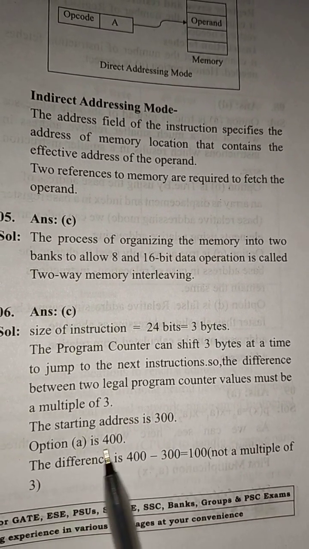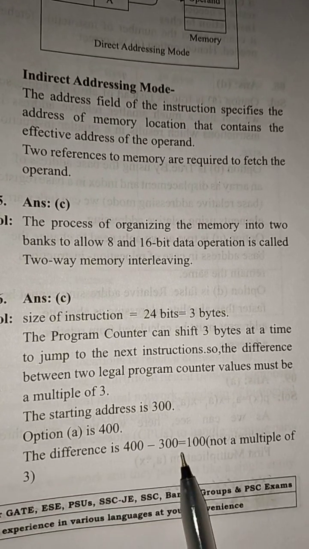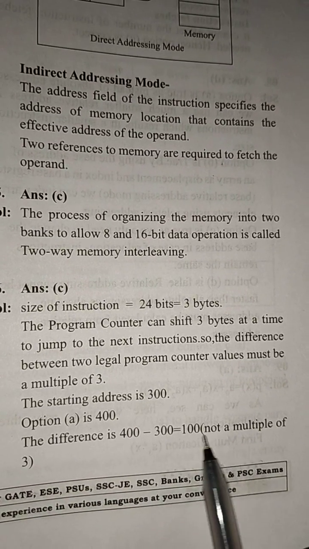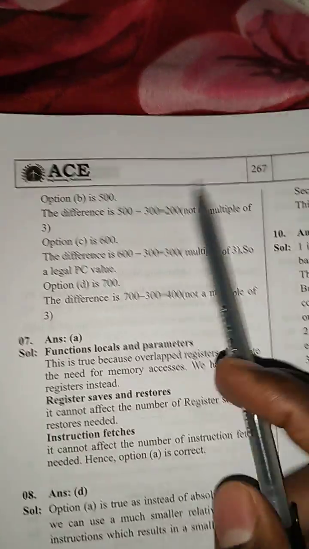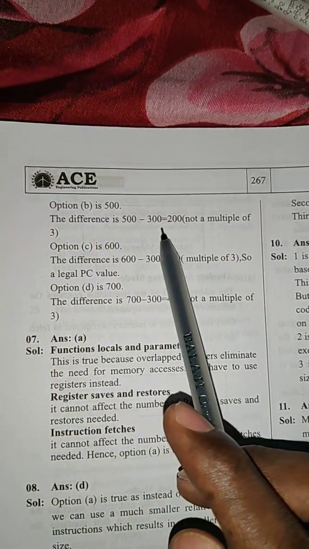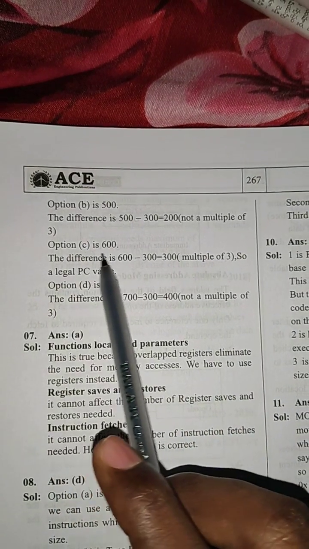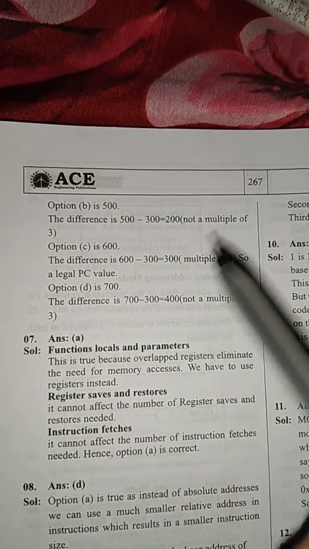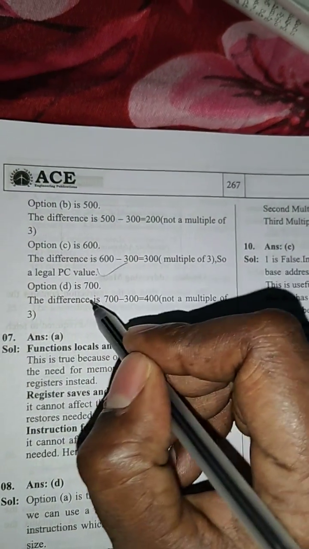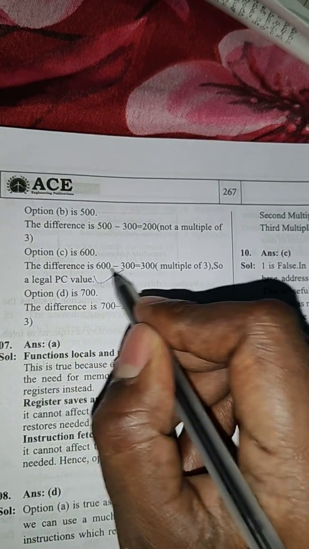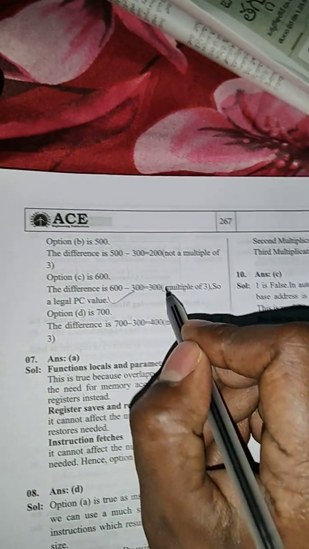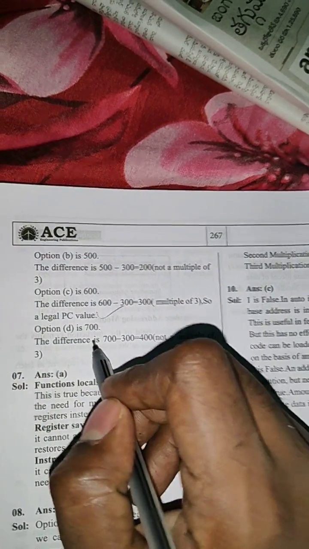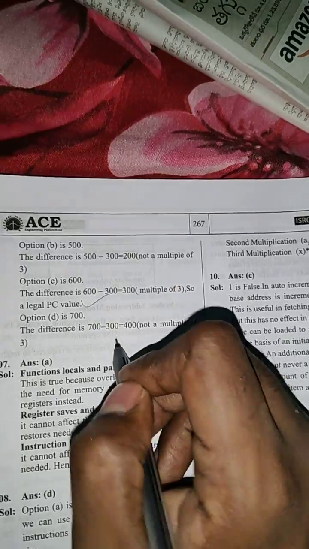The starting address is 300. Option A is 400. The difference 400 minus 300 is 100, not a multiple of 3. Option B is 500. The difference 500 minus 300 is 200, not a multiple of 3. Option C is 600. 600 minus 300 is equal to 300, which is a multiple of 3. So this is a legal PC value. 700 minus 300 is equal to 400, which is not a multiple of 3.